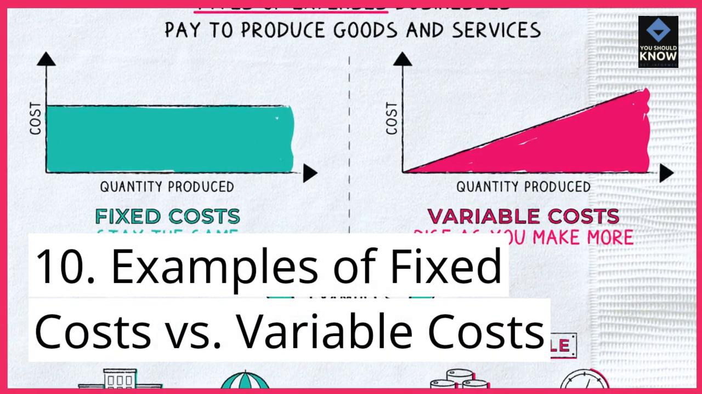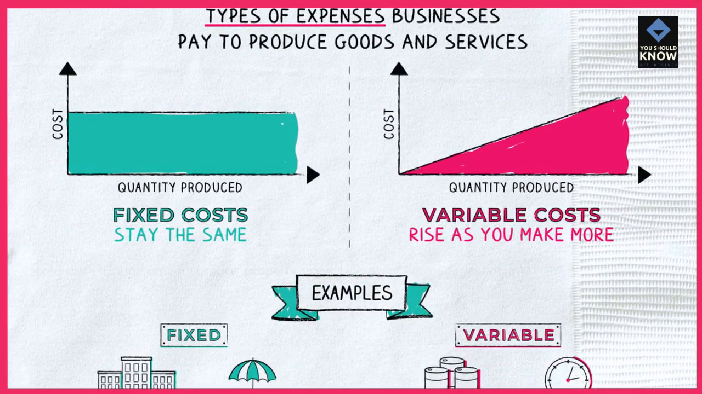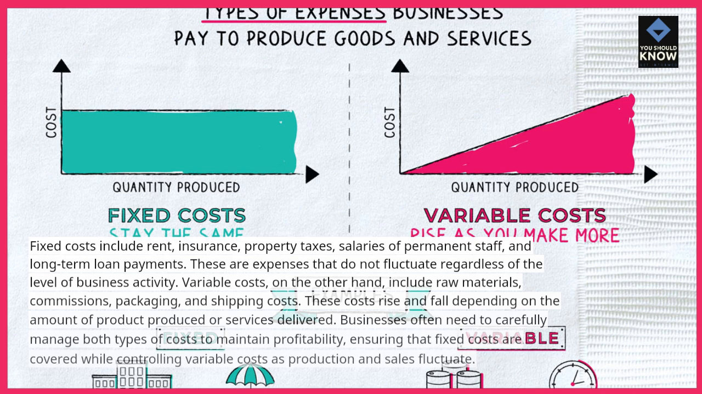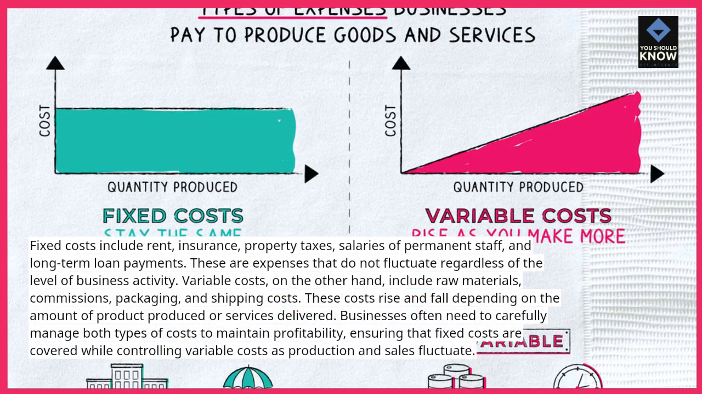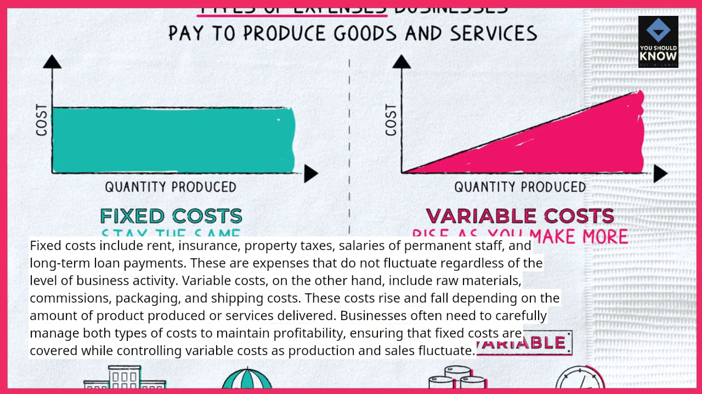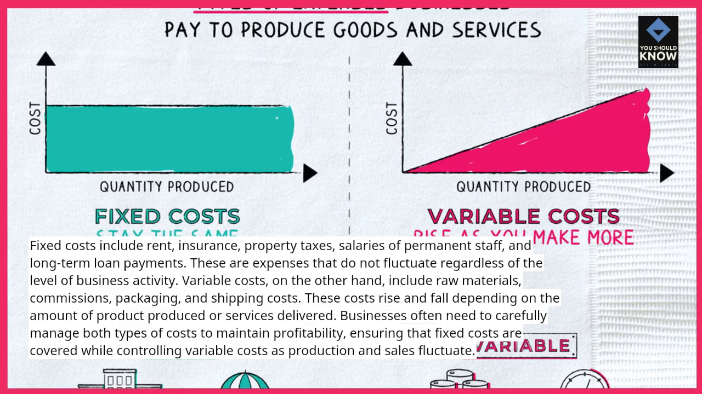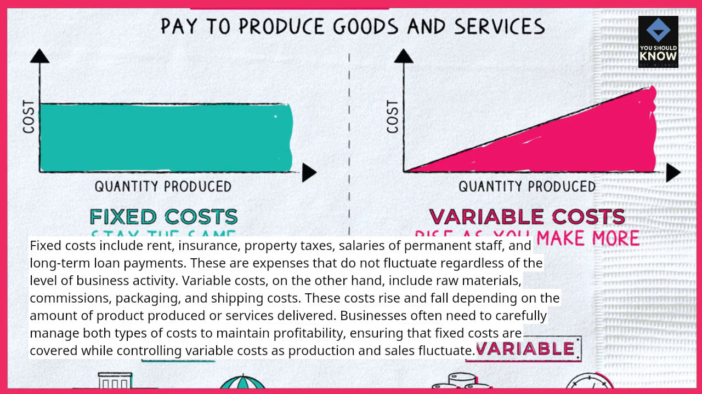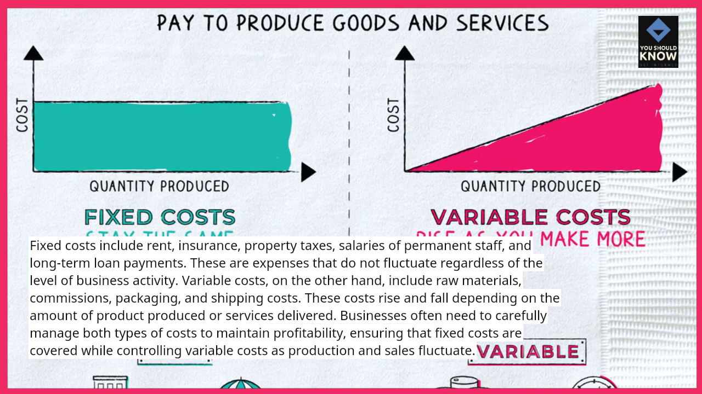10. Examples of fixed costs versus variable costs. Fixed costs include rent, insurance, property taxes, salaries of permanent staff, and long-term loan payments. These are expenses that do not fluctuate regardless of the level of business activity. Variable costs, on the other hand, include raw materials, commissions, packaging, and shipping costs. These costs rise and fall depending on the amount of product produced or services delivered.